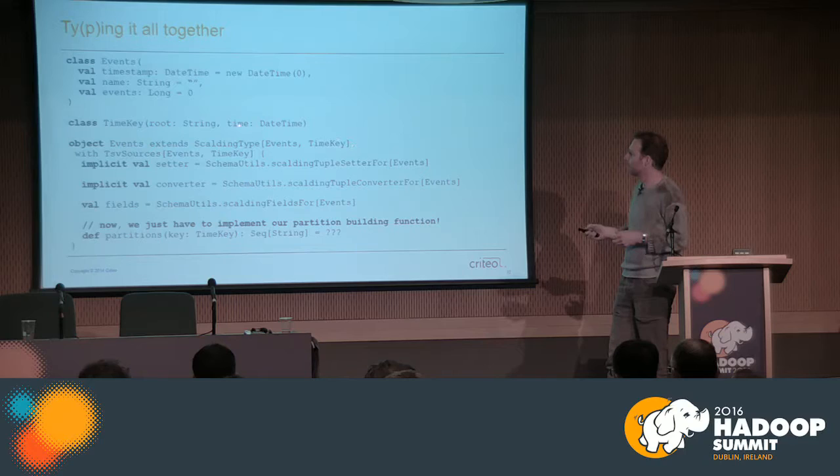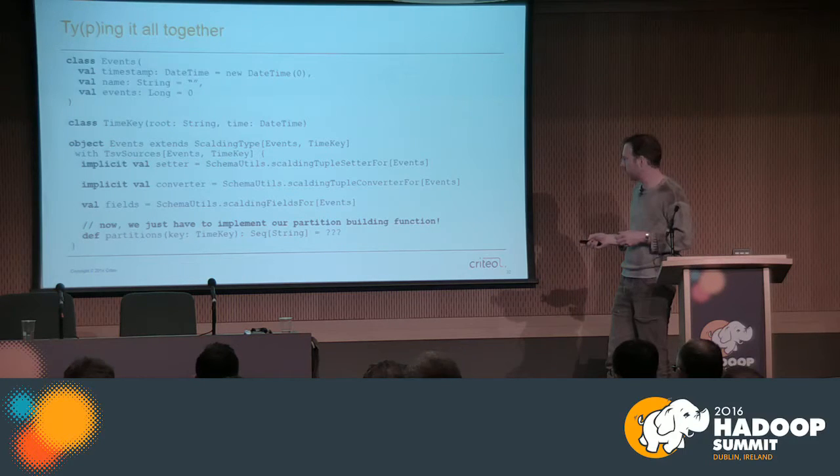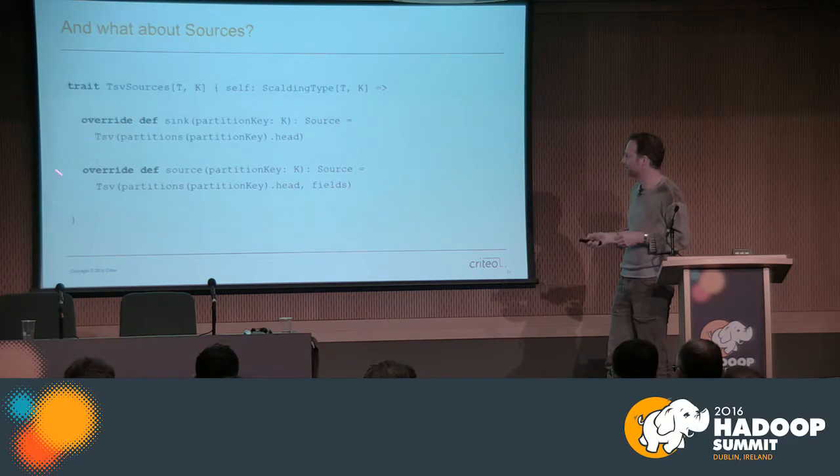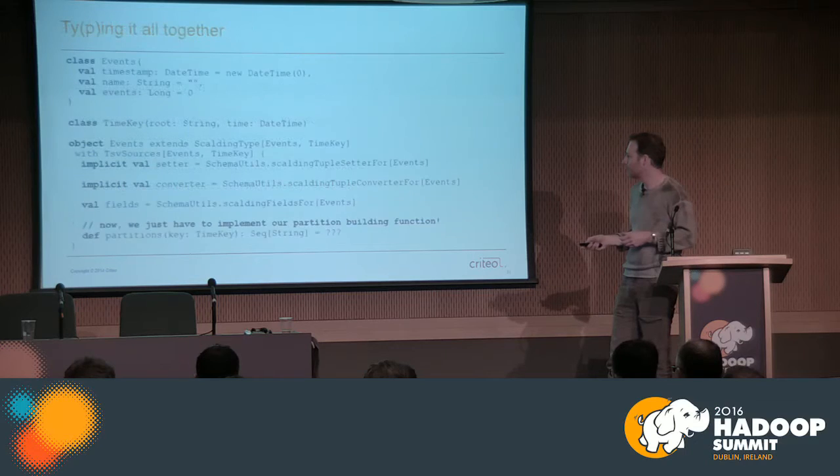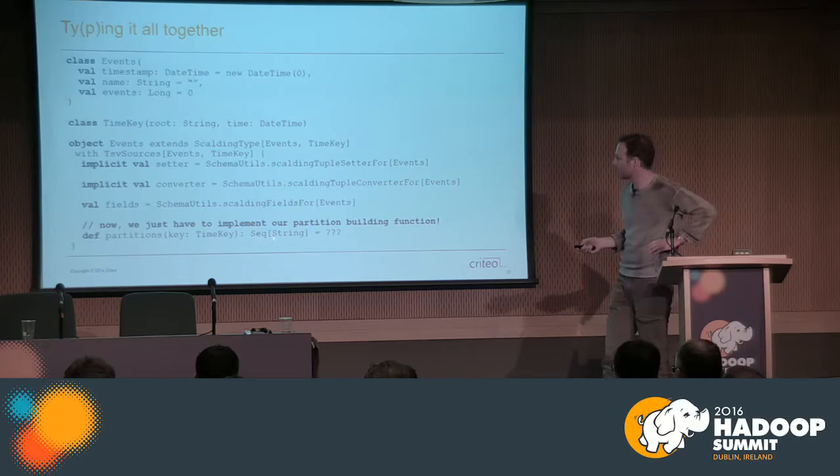Again, we've got our scalding type of events and time key, and we're mixing in our TSV sources of events and time key of the same types. And so now what we're going to do is write out our little implementation of the tuple setters and converters and fields. The sources are done for us because it's here. And now what we're left with is having to implement our partition lookup function.